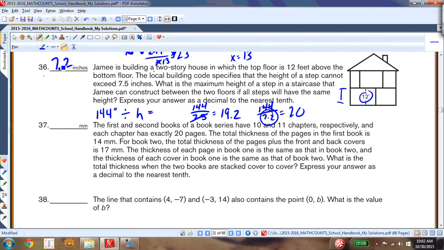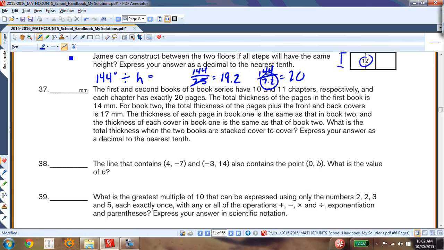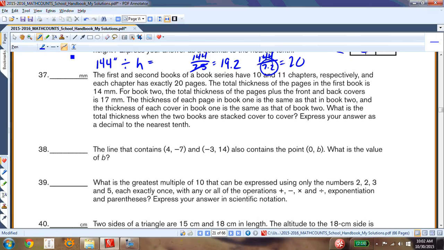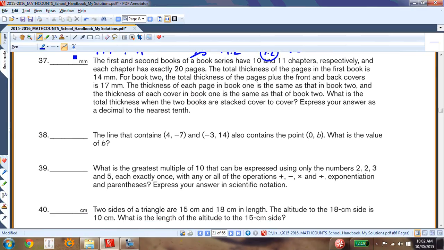The first and second books of a book series have 10 and 11 chapters respectively, and each chapter has exactly 20 pages. The total thickness of the pages in the first book is 14 millimeters. In the second book, the total thickness of the pages plus the 2 covers is 17 millimeters. The thickness of each page in book 1 is the same as that in book 2, and the thicknesses of each cover is the same as in books 1 and 2.